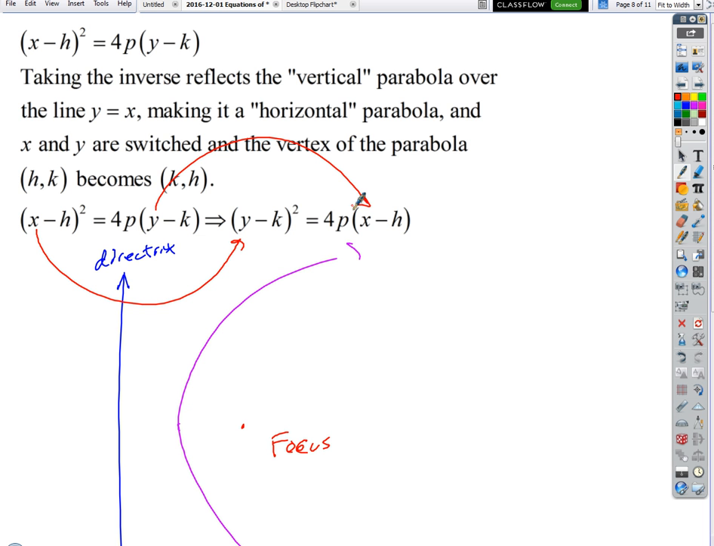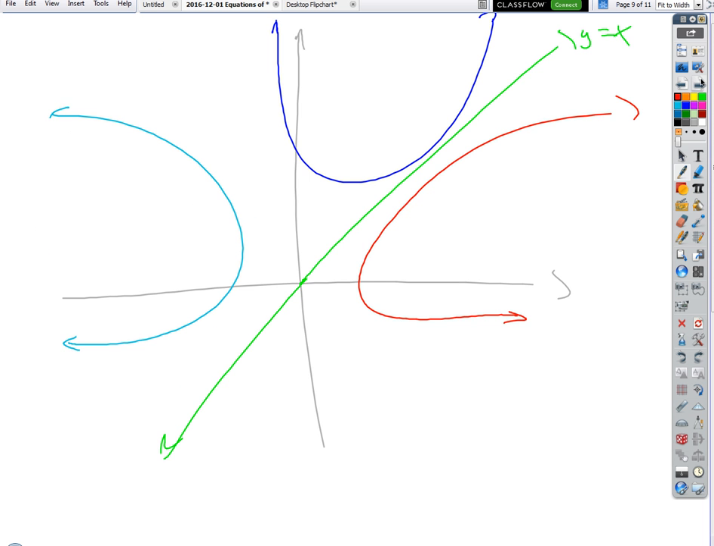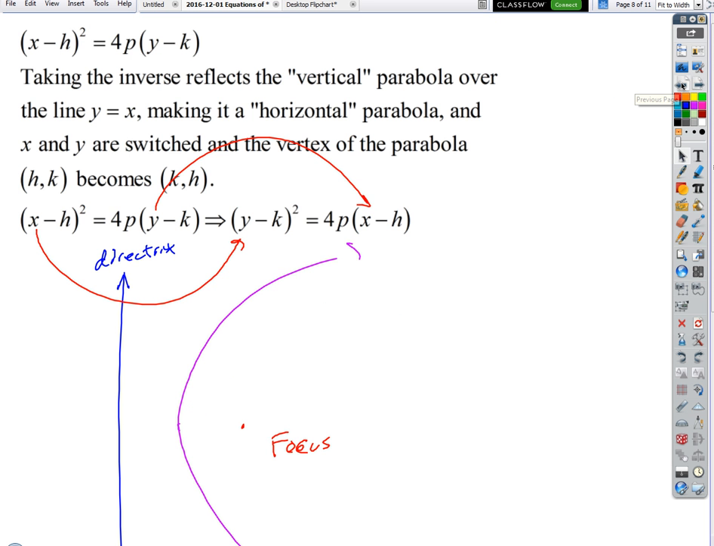Right? Because if you think about this, the coordinates of the vertex, if the vertex here was at the point hk, well then the vertex is going to be reflected over that line, right? And its x and y coordinates are going to get switched also. So it's going to become kh, right? Does that make sense? And so we end up then with that, right? Make sense? Okay, so really either way works the same, horizontal or vertical.